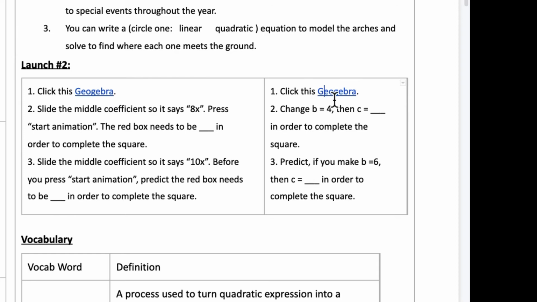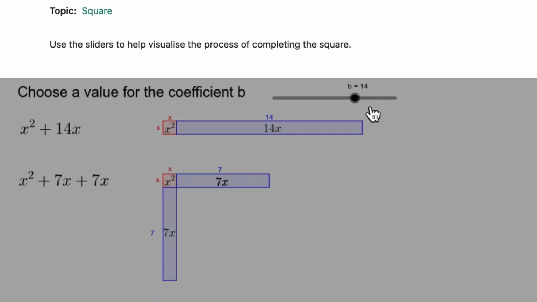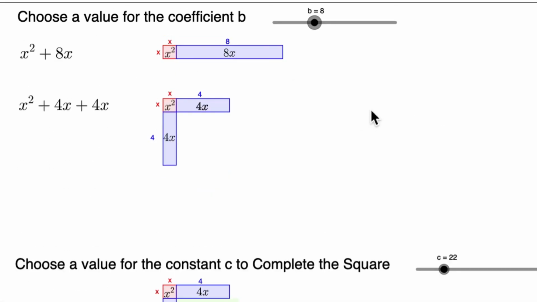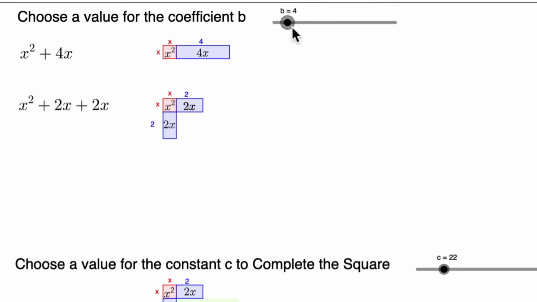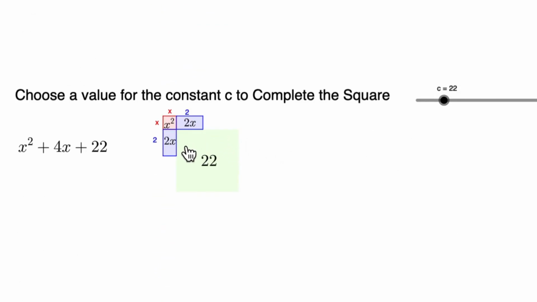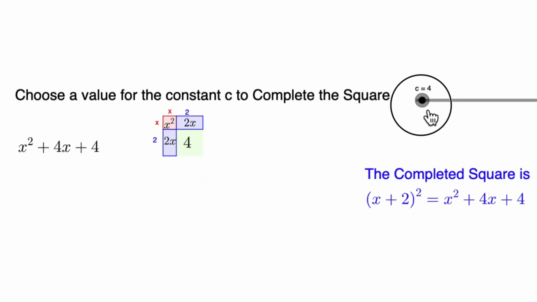Okay, let's click on the second one over here. It's going to say change the b value to 4, then c needs to be blank in order to complete the square. So it's this one. Let's change our b value. There it is. So you have an expression called x squared plus 4x. You're going to split the 4x to be 2x and 2x. And so we need to complete this little green square, but this one's too big, so it's going to have to be what number? It's going to be 4. We need to put in 4 there to complete the square.